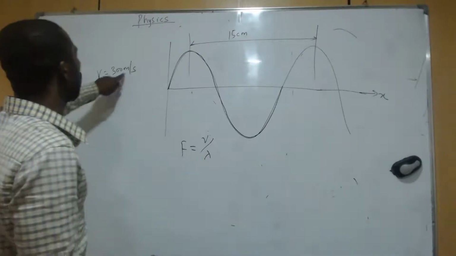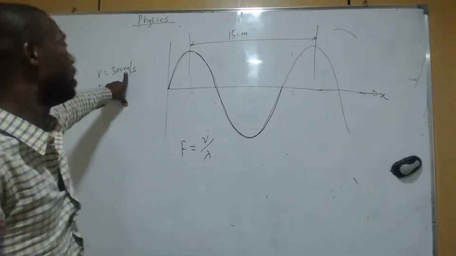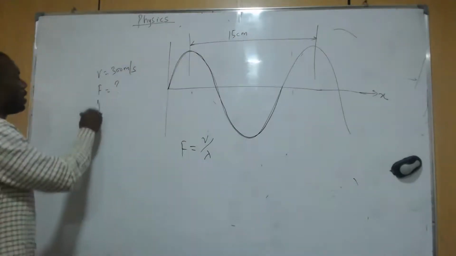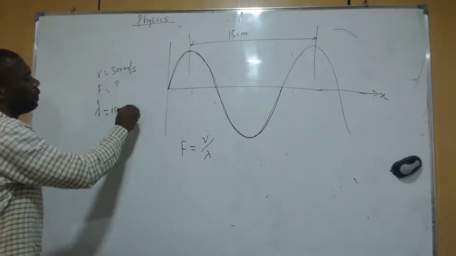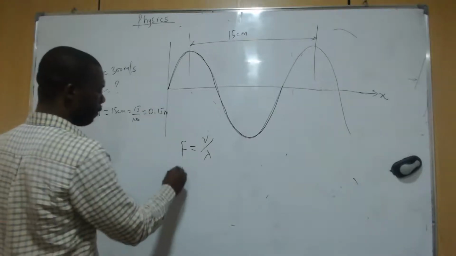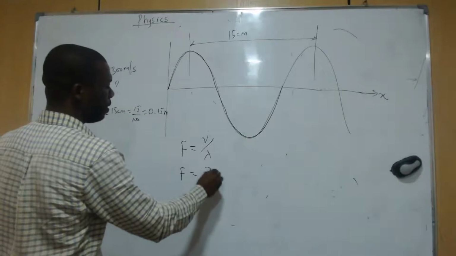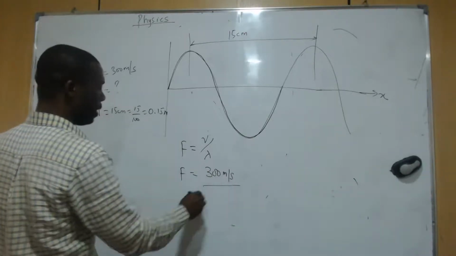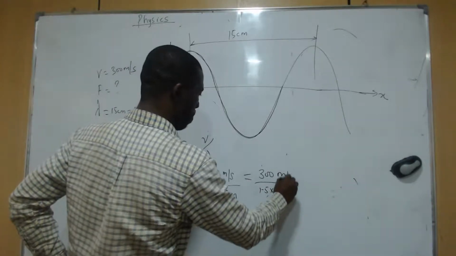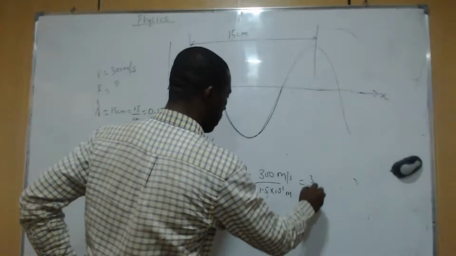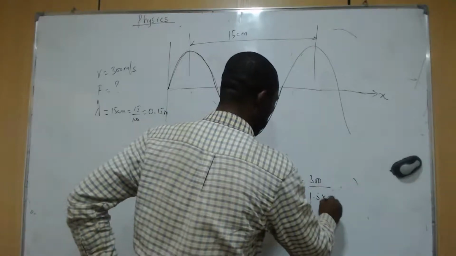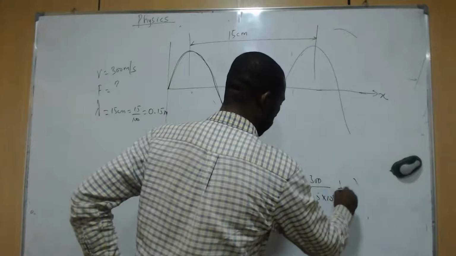But first of all, because the velocity is in meters here, and the unit here is in cm, you need to convert the wavelength to meters. So wavelength lambda is equal to 15 cm, which is 15 divided by 100, which is 0.15. And now calculate our frequency. Our frequency will be equal to 300 meters per second divided by 1.5 times 10 to the power minus 1 meters. Now it will be 300 over 1.5 times 10 to the power minus 1 per second.